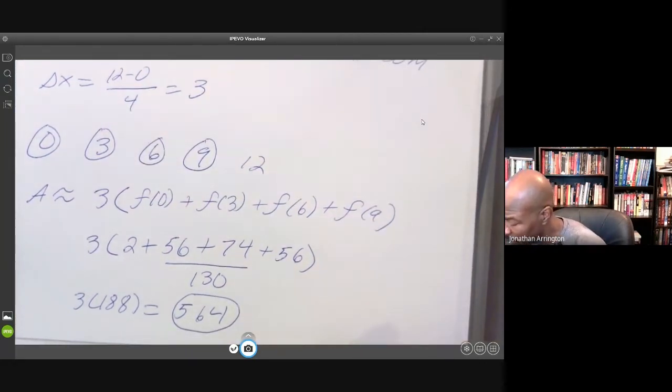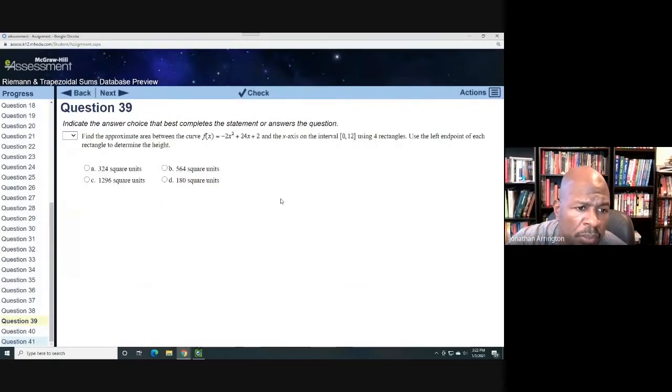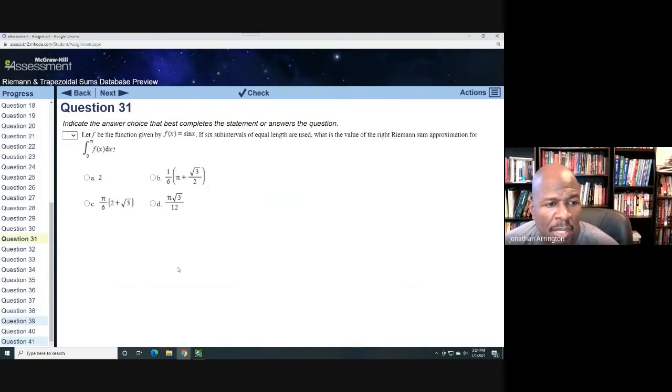All right, so that's the second example. We'll do one more example in this part 1 video of Riemann sum practice problems. So on this one, we got 564. All right, our next problem: let f be the function given by f of x equals sine x. If 6 subintervals of equal length are used, what is the value of the right Riemann sum approximation for the integral from 0 to pi of f of x?